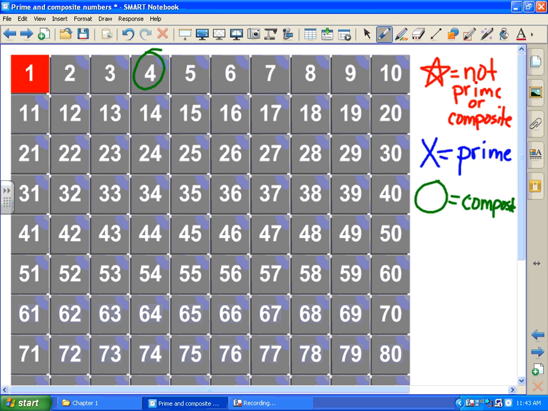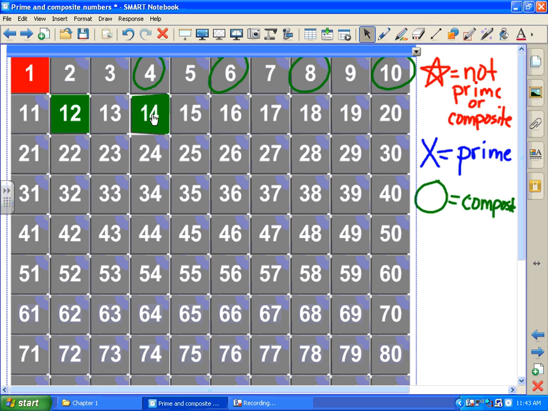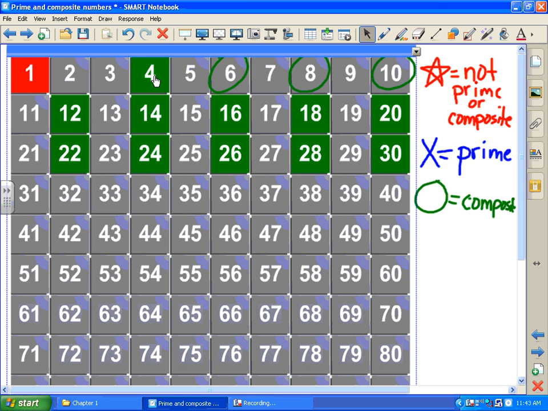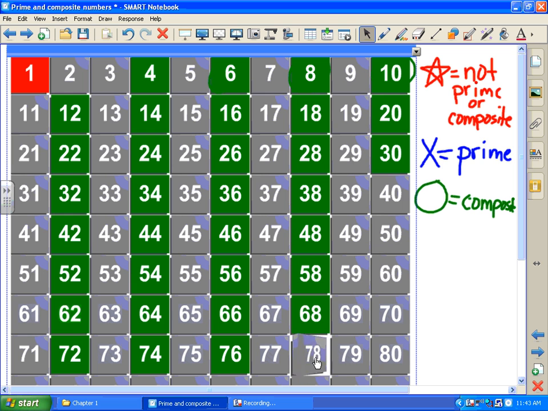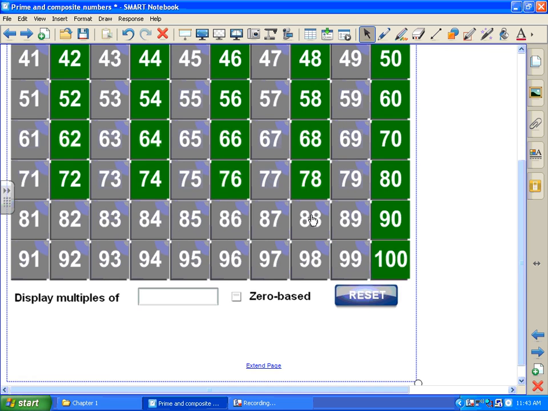Circle 4. Circle 6. Circle 8. Circle 10. 12, 14, 16, 18, 20, 22, 24, 26, 28, 30, right? 32. So every other. So basically it's following a pattern, right? It's just going straight down. Every even number we now know is composite.